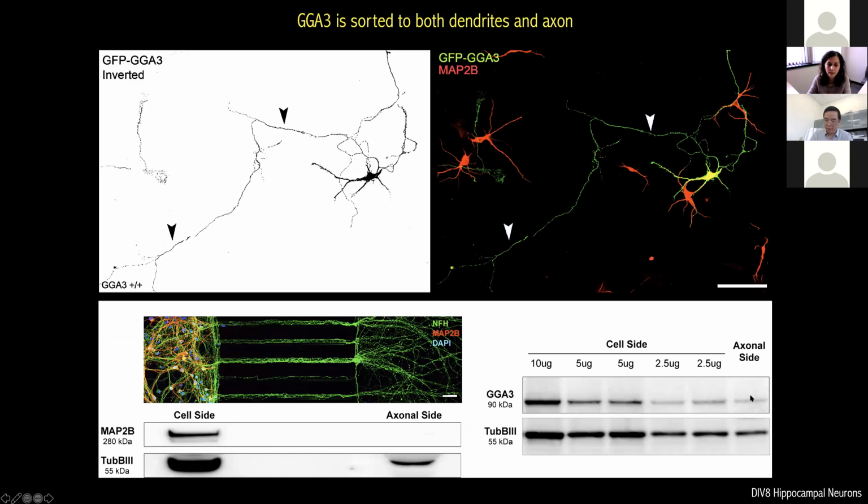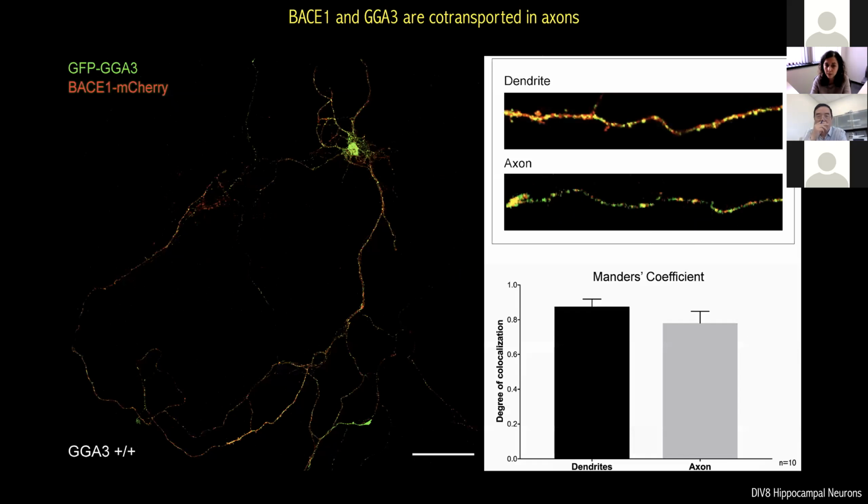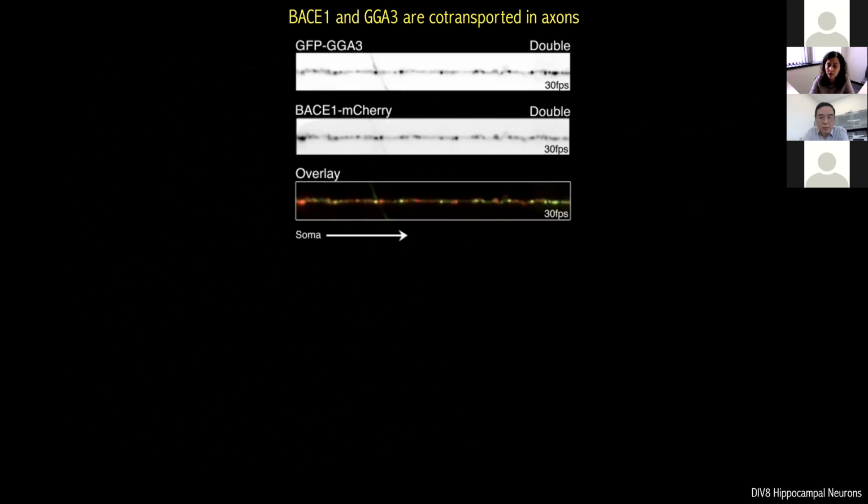At this point, we knew for sure that both base and Gga3 were in the axon, but we didn't know anything about their spatial relationship. We did overexpress both proteins together in axons, calculated a Mander coefficient of localization, and found out that the two proteins are, in fact, very close, both in dendrites and axons. Being very close, though, doesn't mean that they are co-transported. So in order to assess if these two proteins are actually in the same vesicle and they move together along the axon, we went for live cell imaging experiments.